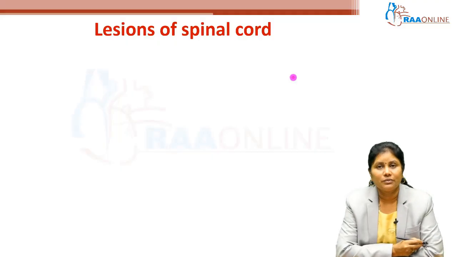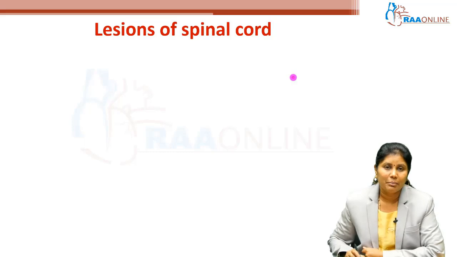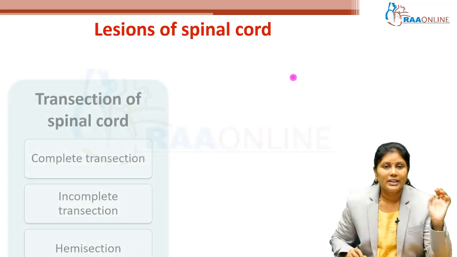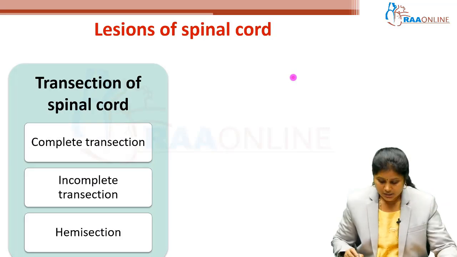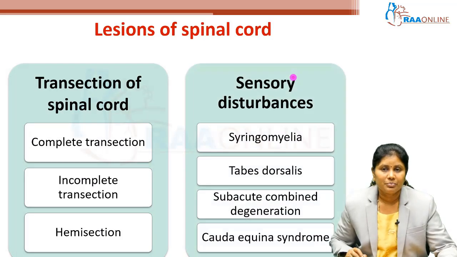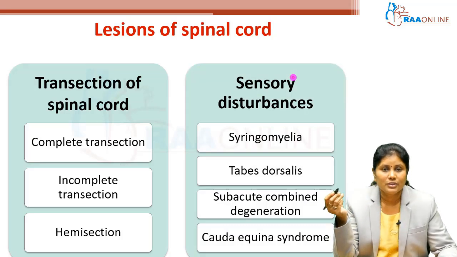Coming to the lesions of the spinal cord. Now, what will happen to the spinal cord if there is damage? So we classify the lesions of the spinal cord as transection of the spinal cord, specific sensory disturbances and specific motor disturbances. First we will see about the transection of the spinal cord.